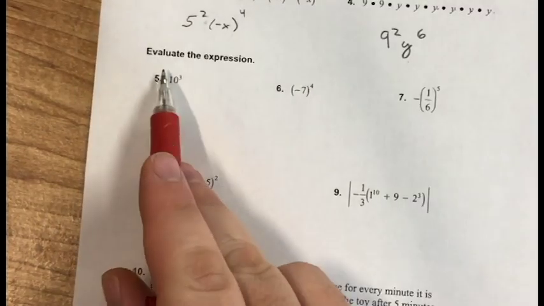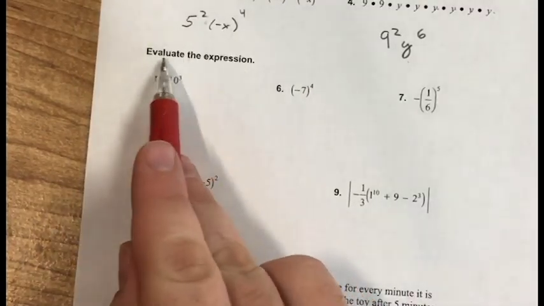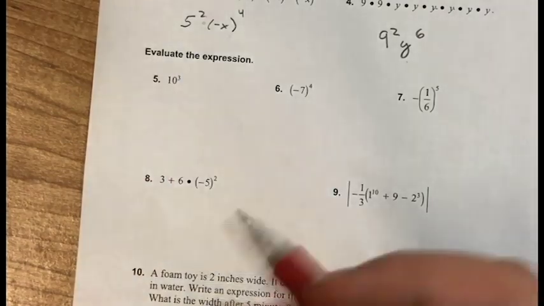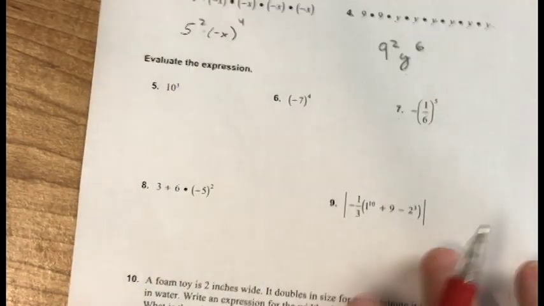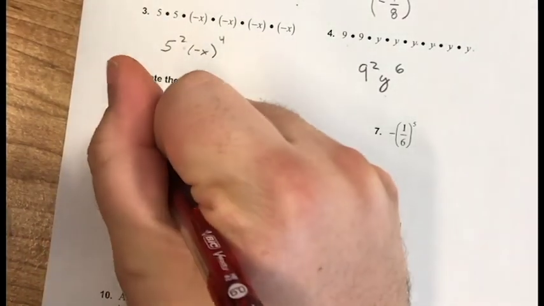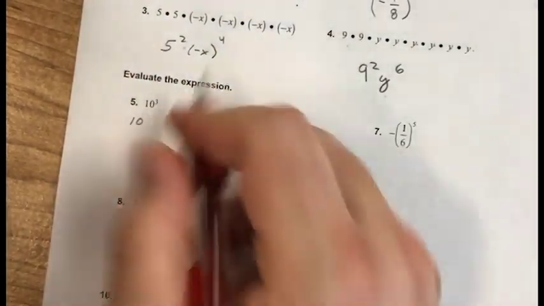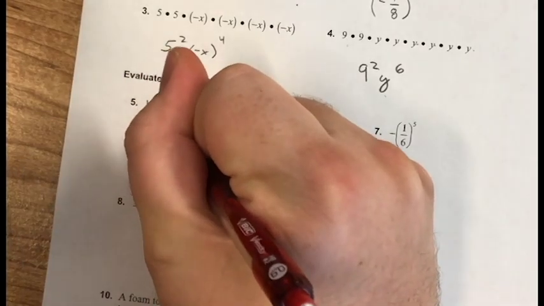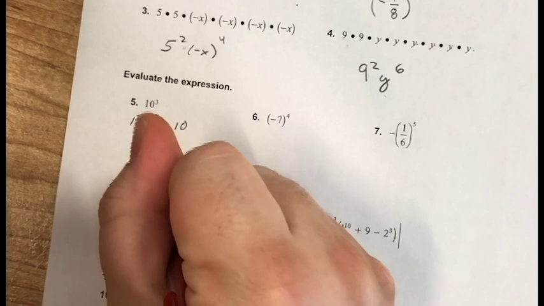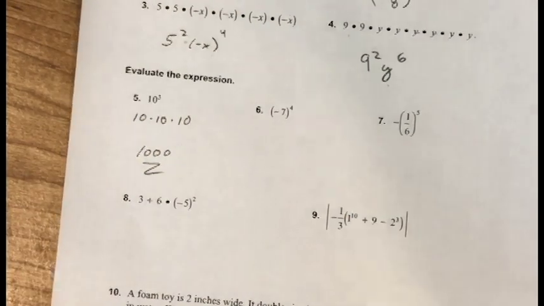Now look at this. It says evaluate the expression. So when I say evaluate, I'm telling you to solve it. I'm telling you to tell me what it really means, to give me an answer. So to evaluate this expression, I have 10, and it's being multiplied by itself 3 times. So 10 times 10 times 10. I work this out, I get 1,000, okay?